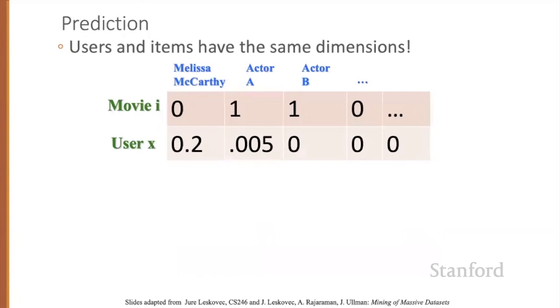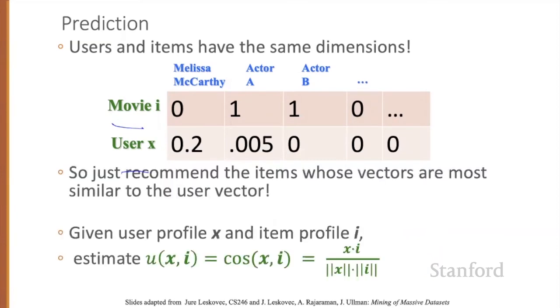Now that we have profile vectors for both users and items in the same dimensions, we can estimate the degree to which a user would prefer an item by finding the most similar item, which we can do just by computing the cosine distance between the user's profile and the item's profile.